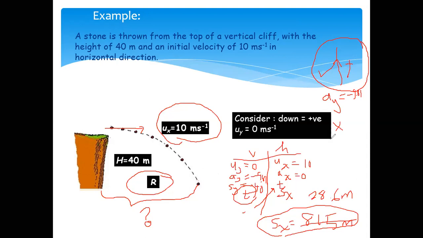So this is how you analyze. You go vertical, horizontal, put AY negative 9.81, AX 0, UY, UX first, then check which side has 3 pieces of information. You just proceed. Most of the time the culprit is the time. Time normally you are only able to find from vertical, not always. Sometimes you can recover the time from horizontal, if they give the range.